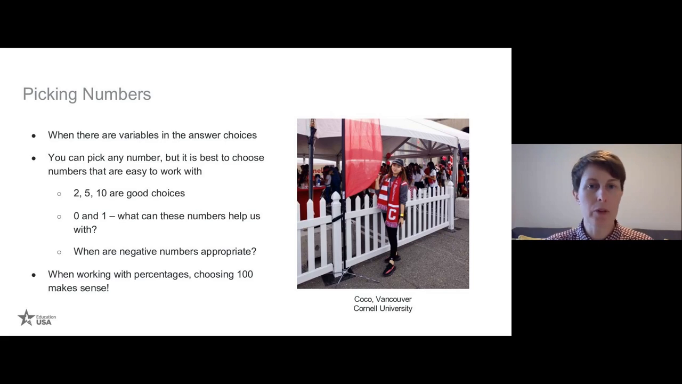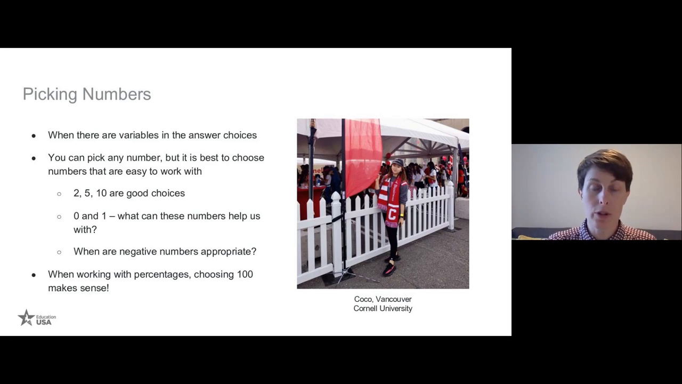Okay, so picking numbers. Basically, like in the problem we just saw, and I'm going to bring it up again, if there are variables in the answer choices, as there was, you can pick numbers. And so basically what you're doing is just like an equation is going to be relevant no matter what number you pick. And so all you're doing is taking something that was abstract, and you're making it concrete.